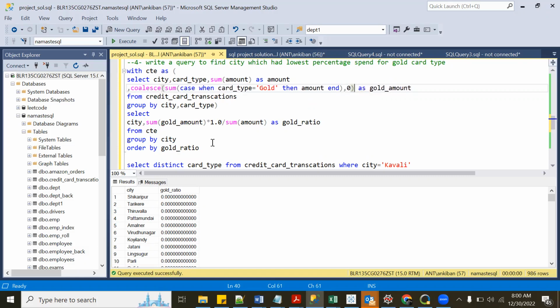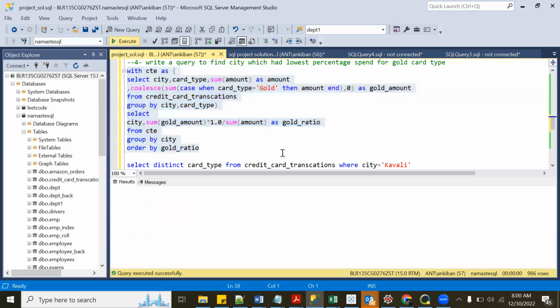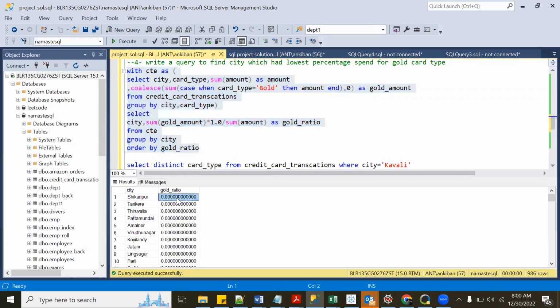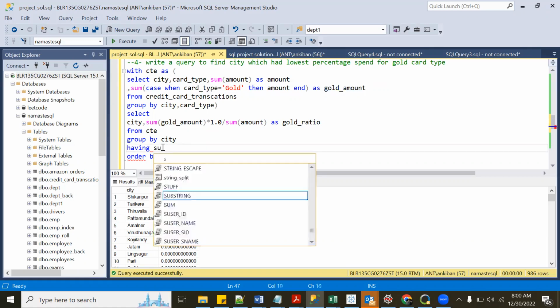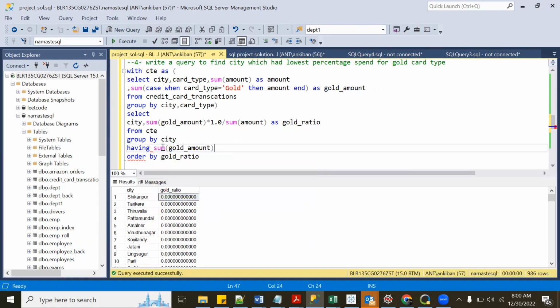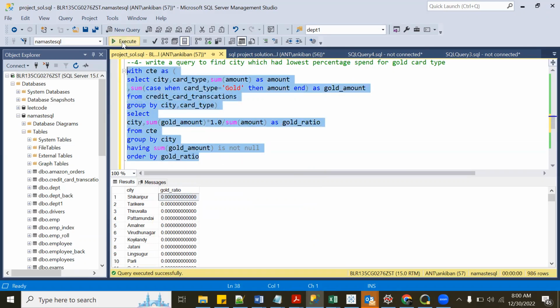This is also fine. Okay, we are getting 0. Yeah, thank you, Ankit. I just got the answer. Let me put back the having condition. Let's remove this. I think this is not required for this question. Okay, so this is the answer basically.